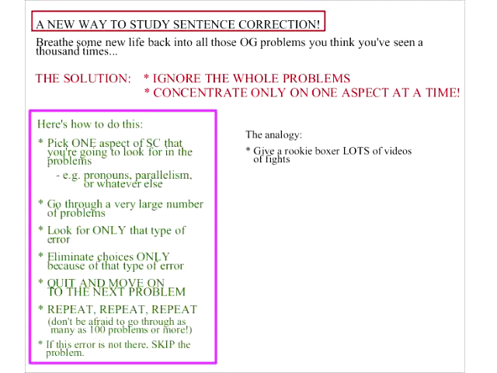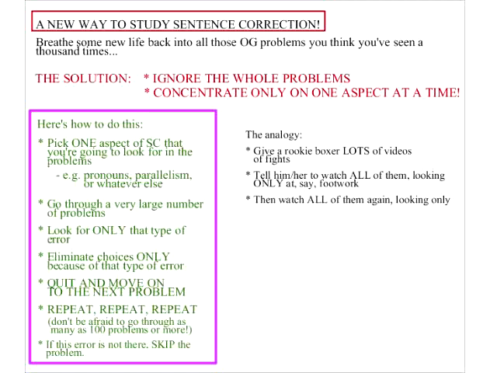And just like tell him or her, if it's a her, to watch all of them, looking only at, say, footwork. Then watch all of them again, looking only at, say, shoulder movements, etc. I mean, you can watch the same videos a million times, but if you look for something new, it's like having new videos. So you can go through these OG problems literally 10 times.